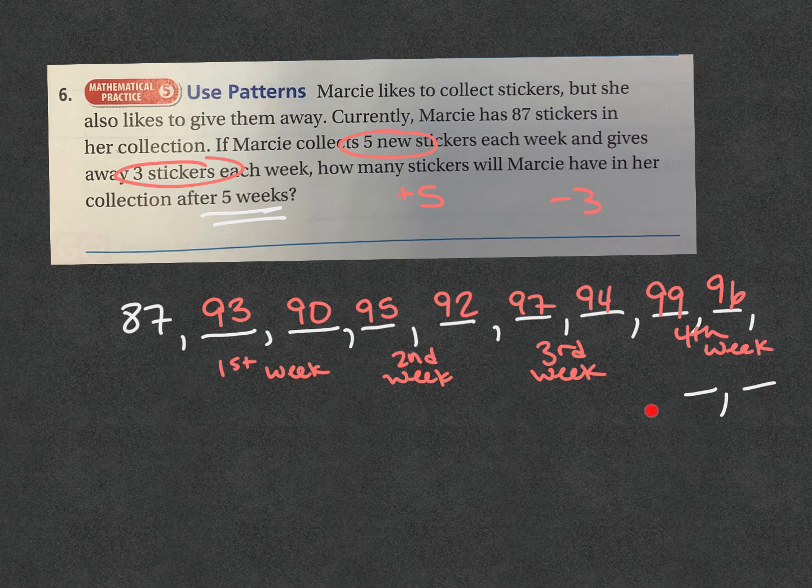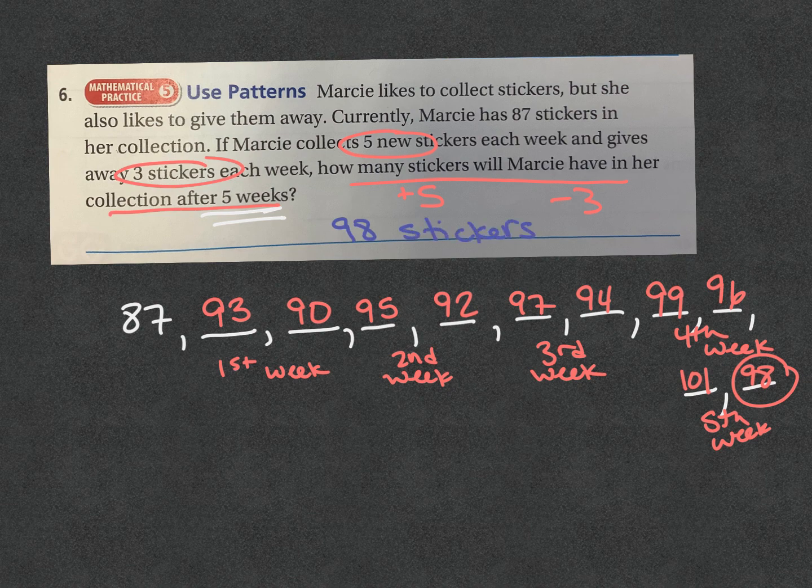And finally for the fifth week that I had to put down here because I couldn't fit, 96 plus 5 is going to be 101. And then take away 3, 100, 99, 98 for the fifth week. And so once I finish the pattern after the fifth week, how many stickers will she have in her collection after 5 weeks? She will have 98 stickers.